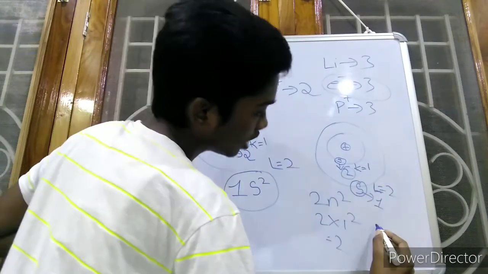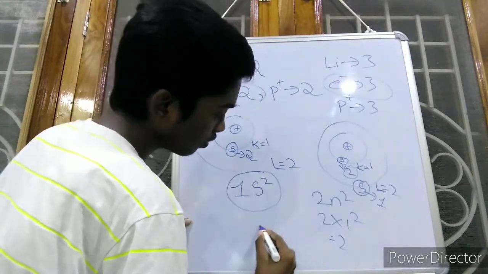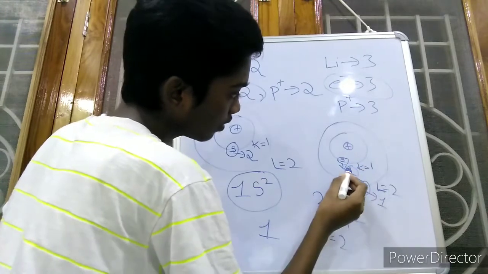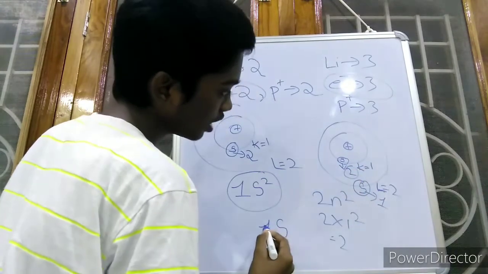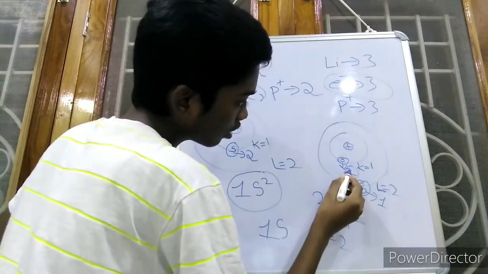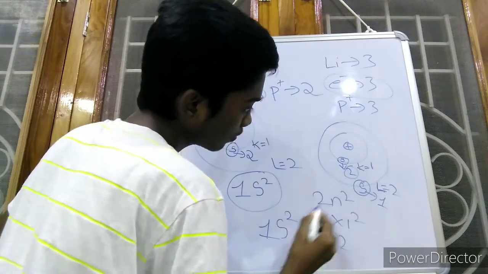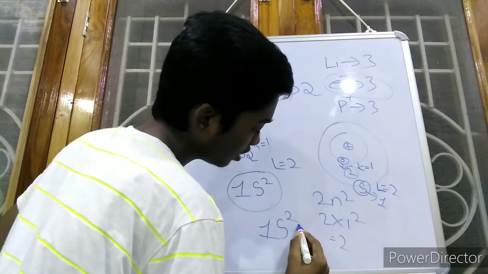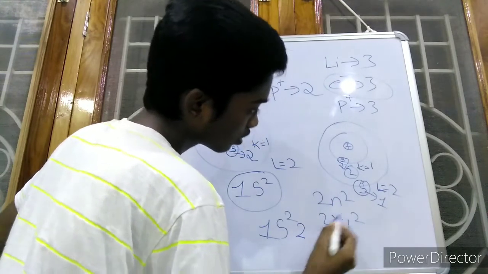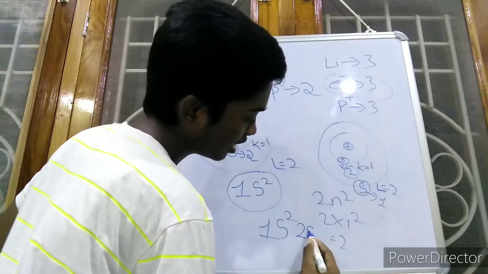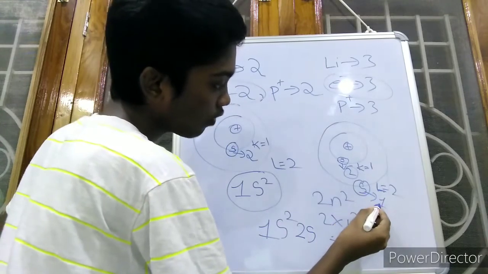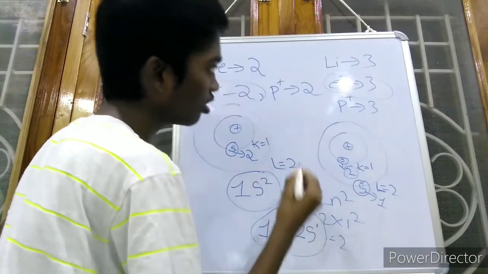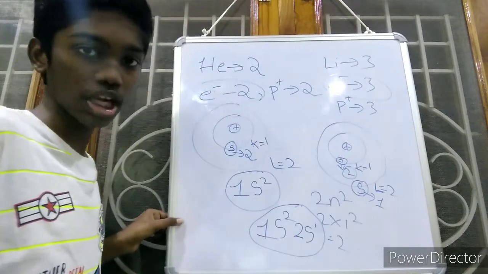So the electronic configuration of lithium is as follows. Here the K shell is 1, we have taken the s subshell, and the number of electrons filled in this s subshell is 2. Then we went to the next orbit, the second one, and taken subshell s, and filled only 1 electron. So 1s2, 2s1. This is the electronic configuration of the element lithium.